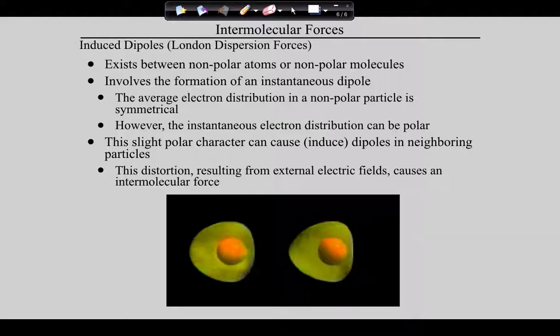We literally end up with this. As one sloshes, the other sloshes, and they're chasing each other. And so as they do, these dipoles influence or induce the molecules next to them. You get the idea about how this works?